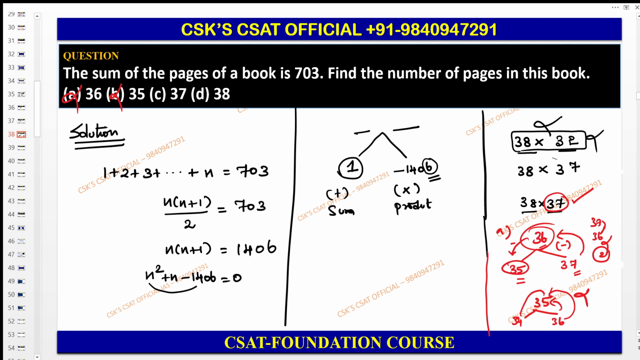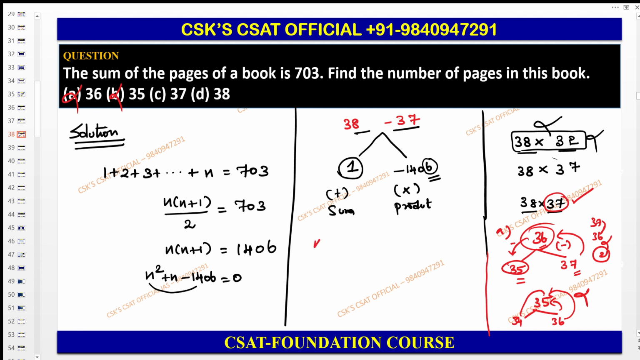Yes means okay, fine. Now let us take this one, 38 here, 37 here. Now listen carefully. Product should be negative. Sum should be 1. So then you have to put minus in the smaller number. Now the product is minus, sum is 1.